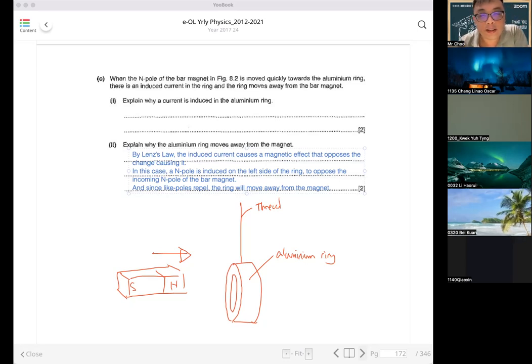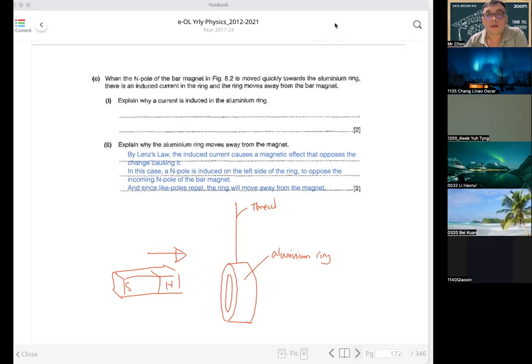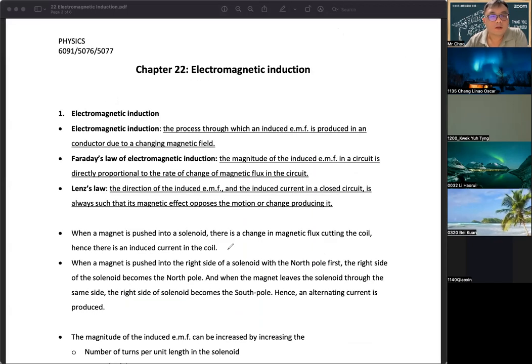Okay, everybody understand Lenz's law now? Okay, you all know Faraday's law of electromagnetism. Now you all know Lenz's law. Do you all need me to revise one more time? Well, I haven't given you all this yet. Later I'll give it to you all.